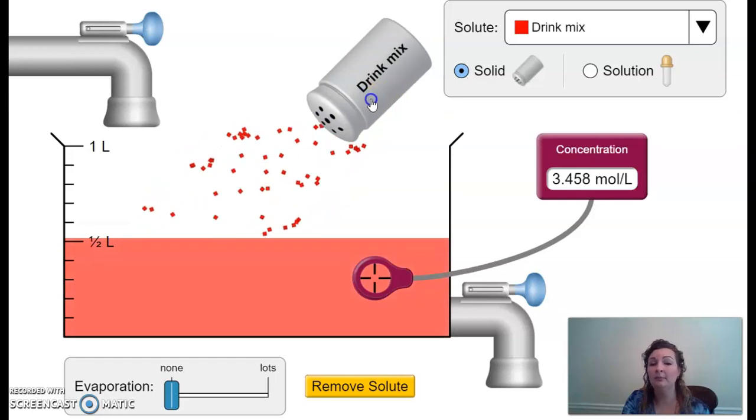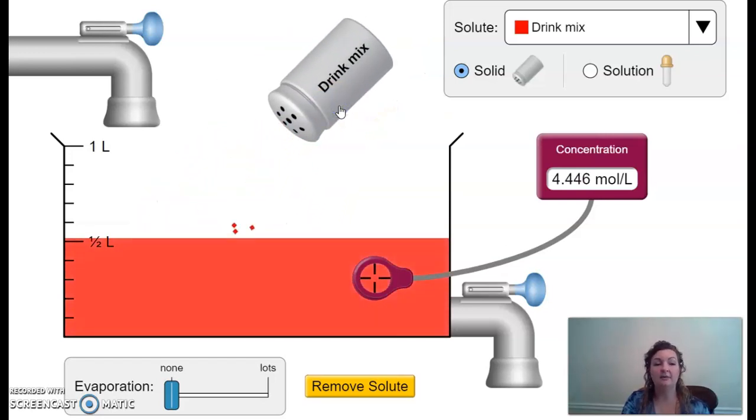As I increase the amount of solute I put in it, notice my concentration's going up. So I'm getting more and more concentrated. I'm getting a deeper shade of red. I can see that, right? There's going to come a point, right now it's undersaturated. I can continue to add. It can continue to dissolve, okay? So right now I'm unsaturated.